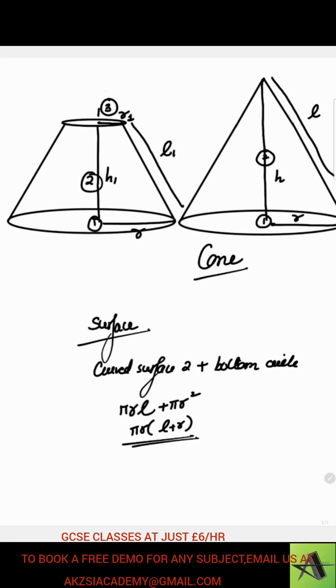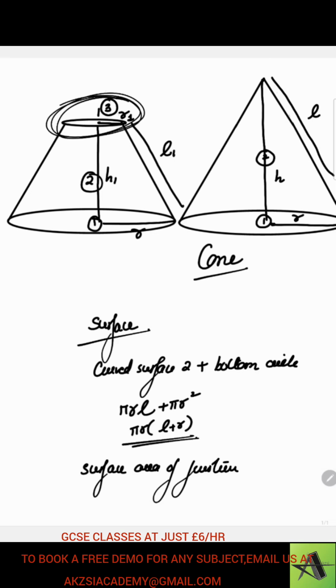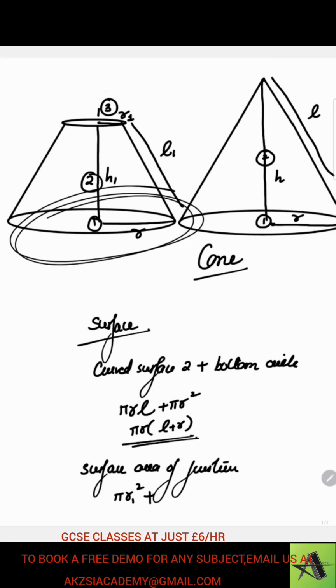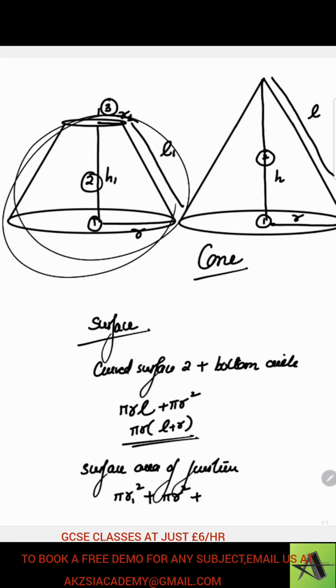So if I calculate the surface area of the frustum, the area of the top circle is pi r1 squared, plus the area of the bottom one. The radius remains exactly the same, r, so the area is also the same, which is pi r squared, plus this curved surface remaining.